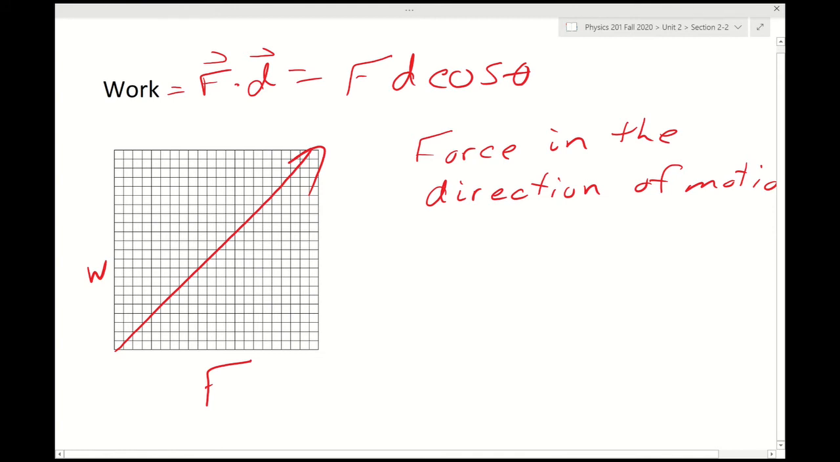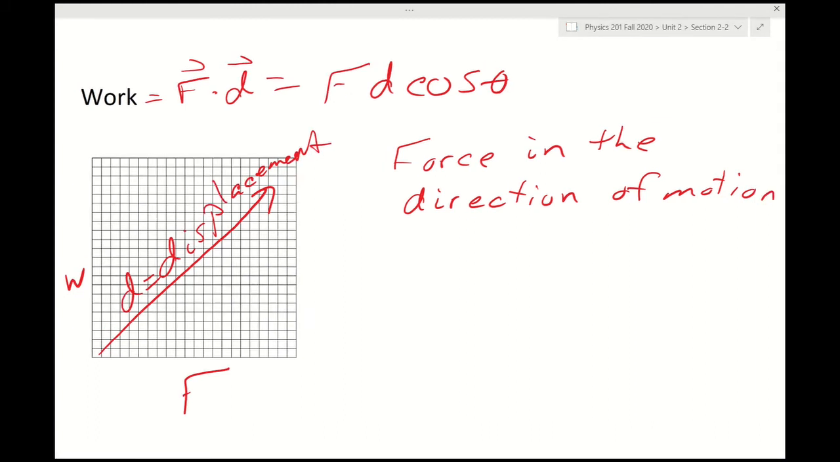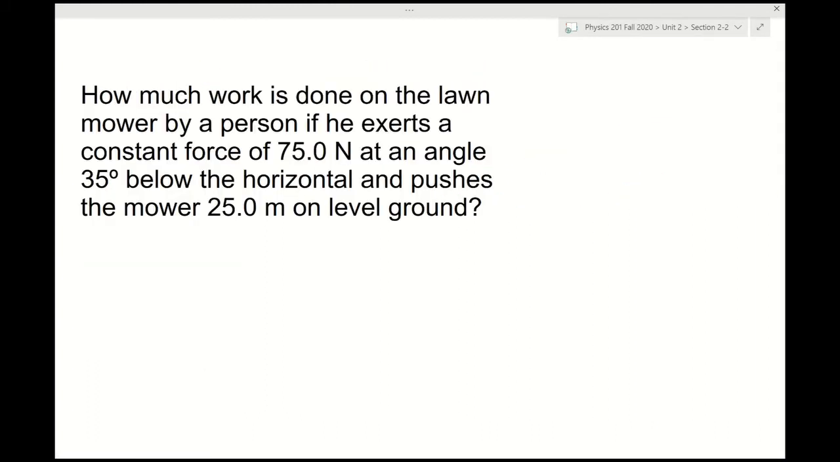So if we talk about how much work is done on mowing the lawn by a person when they exert a constant force of 75 newtons at an angle of 35 degrees below the horizontal over 25 meters. Okay, for below the horizontal would be this, which is the same angle as this because we're having a nice horizontal ground, which is not anything many of us have ever mowed much. Work is equal to FD cosine theta. So they're doing 75 newtons over 25 meters at an angle of 35 degrees.